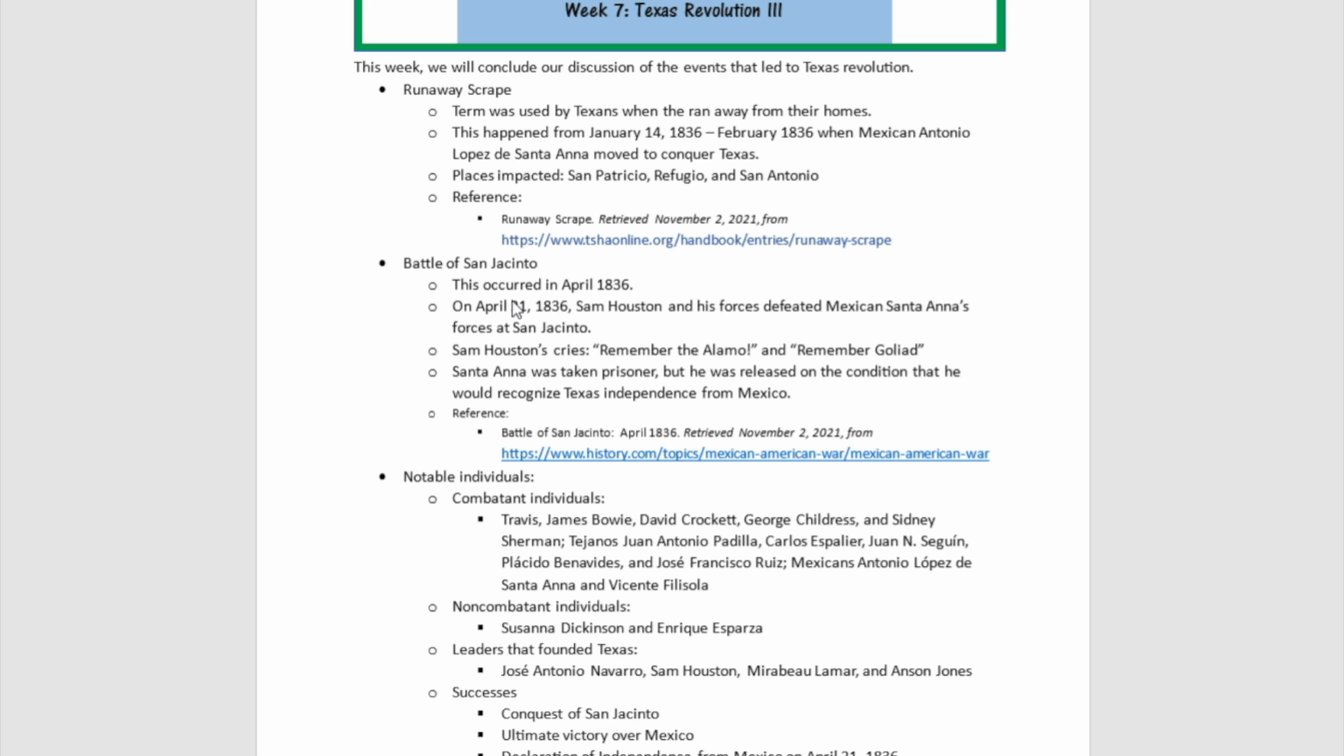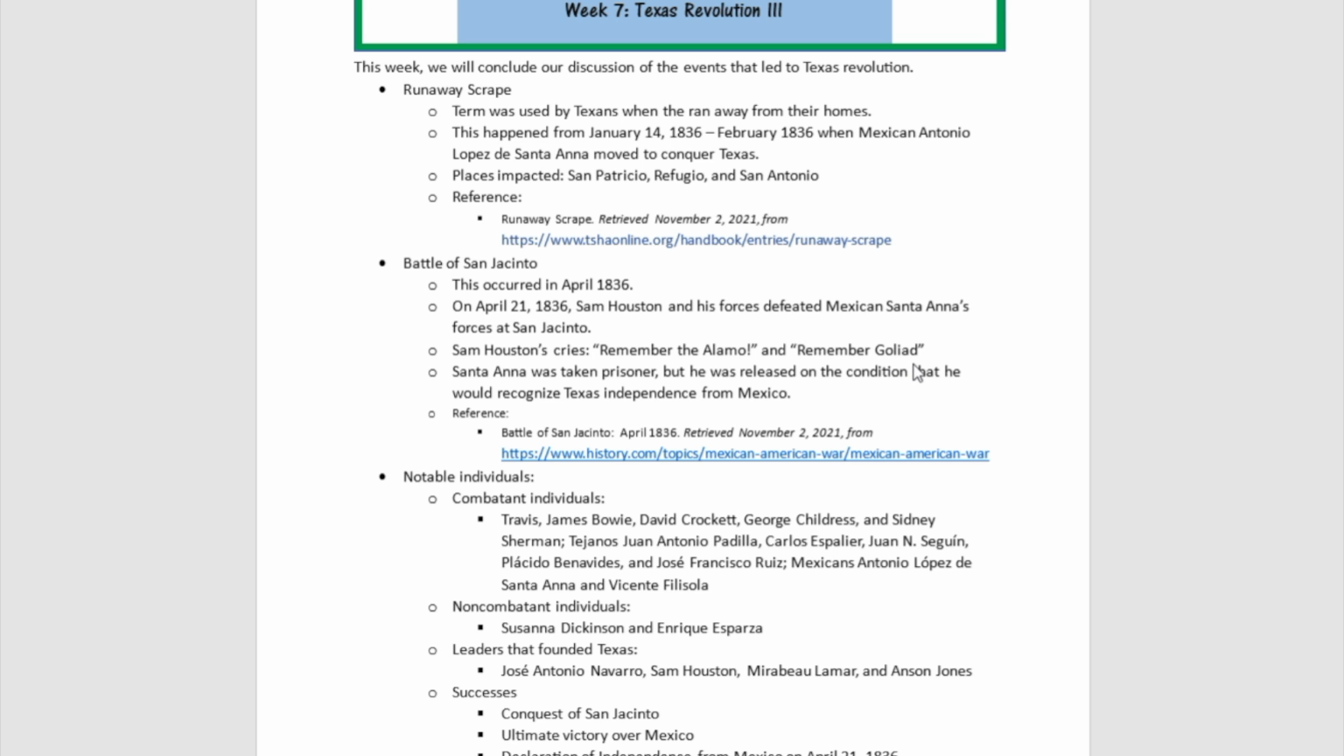Now, what about the Battle of San Jacinto? Well, this occurred in 1836 after Texas gained independence from Mexico. On April 21st, 1836, Sam Houston and his forces defeated the Mexican Santa Anna army at San Jacinto. Sam Houston cried, remember the Alamo and remember Goliad.